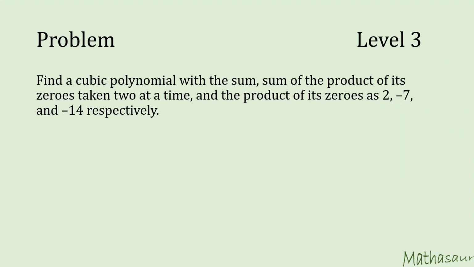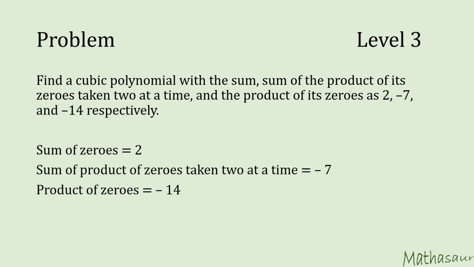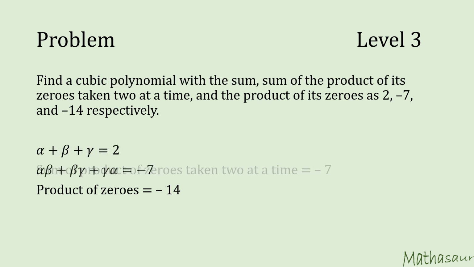Now let us look at another problem. Find a cubic polynomial with the sum of the zeros, the sum of the product of its zeros taken two at a time, and the product of its zeros as 2, minus 7 and minus 14 respectively. So let us break the statement into three smaller statements. Now since it's a cubic polynomial, which means degree 3, there shall be at most 3 zeros. So sum of zeros, product of zeros taken two at a time, and product of zeros.